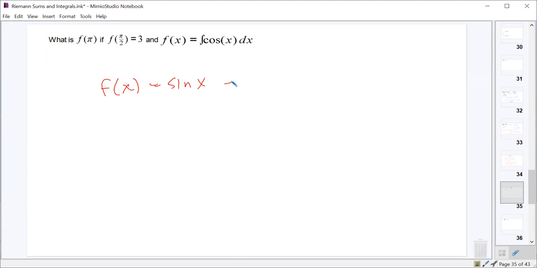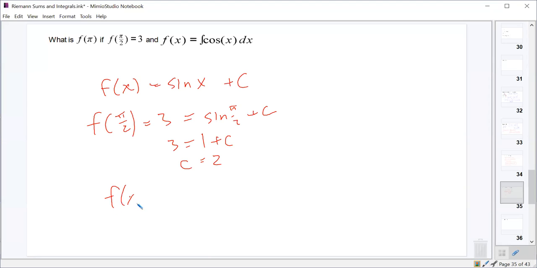Our integral here of cosine should have just been sine x plus a constant, right? And we know that f of pi over 2 is equal to 3, which is sine of pi over 2 plus our constant. Sine of pi over 2 is 1, so we got 3 equals 1 plus our constant, or our constant is what? 2.